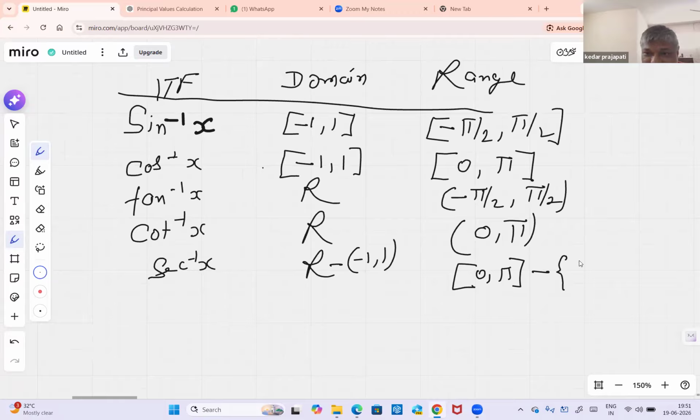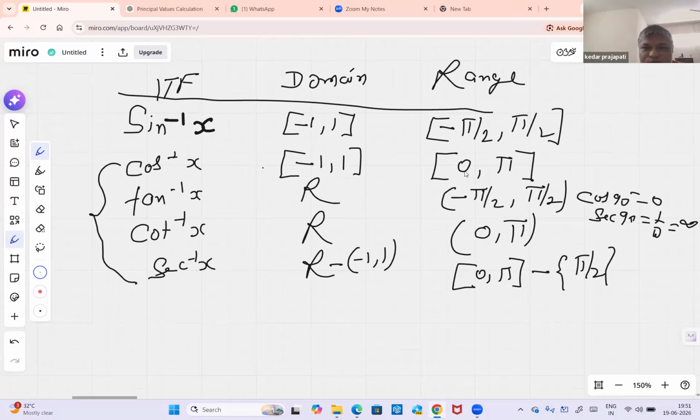0 to pi minus pi by 2, because cos 90 is 0. So sec 90 will be how much? 1 by 0, which is undefined. That's the reason we are taking it out. There is a relation between cos and sec. Cos is going from 0 to pi, so sec will go from 0 to pi minus wherever it is not defined.